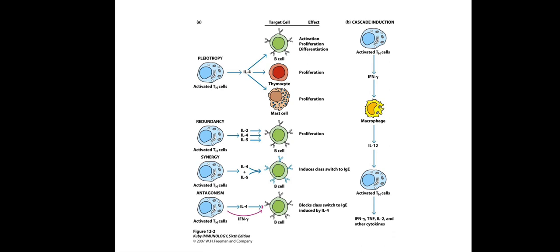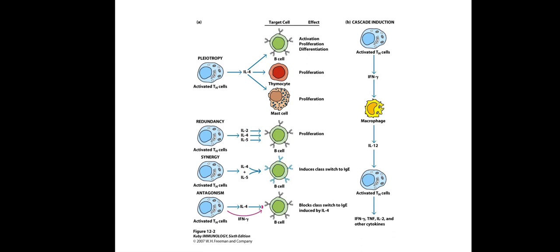When the effect of one cytokine is inhibited by another cytokine, it is called antagonism. For example, IL-4 produced by activated T helper cells induces class switching to IgE. It is inhibited by interferon gamma.